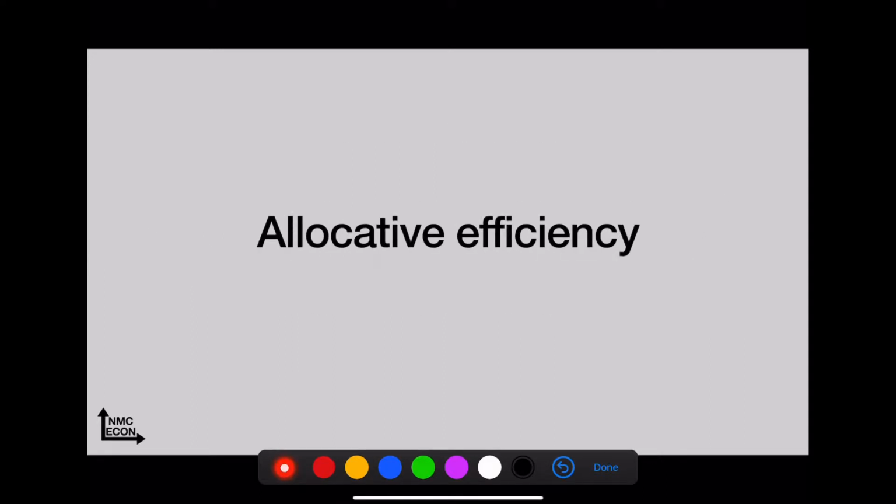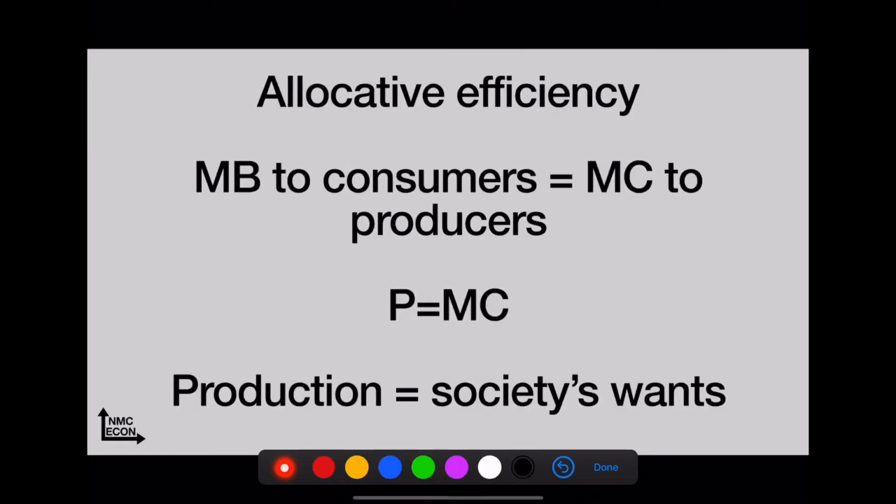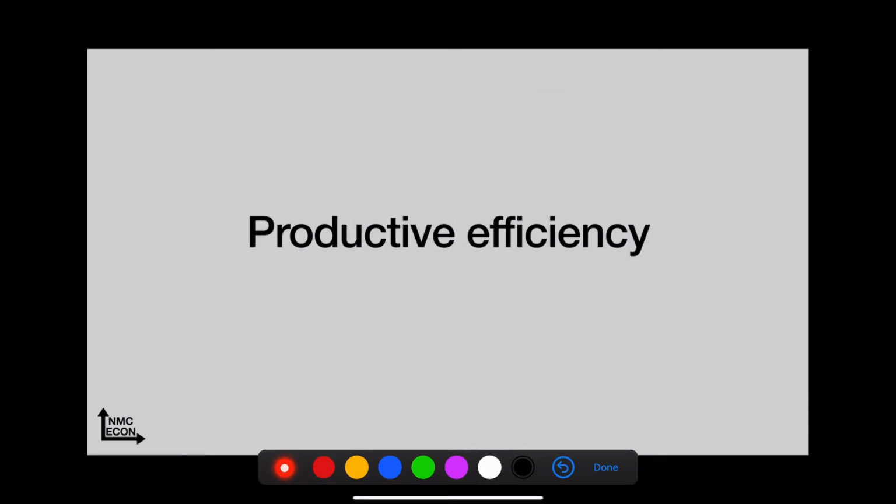Allocative efficiency. Important word. This is when the marginal benefit to consumers, that's how happy they are about buying it, is equal to the marginal cost from producers, or how much it costs those producers to make the good. We have it when price is equal to marginal cost from a graphical perspective. Basically, it means that production or quantity is meeting society's wants. It's working well. Don't confuse this, though, with productive efficiency.